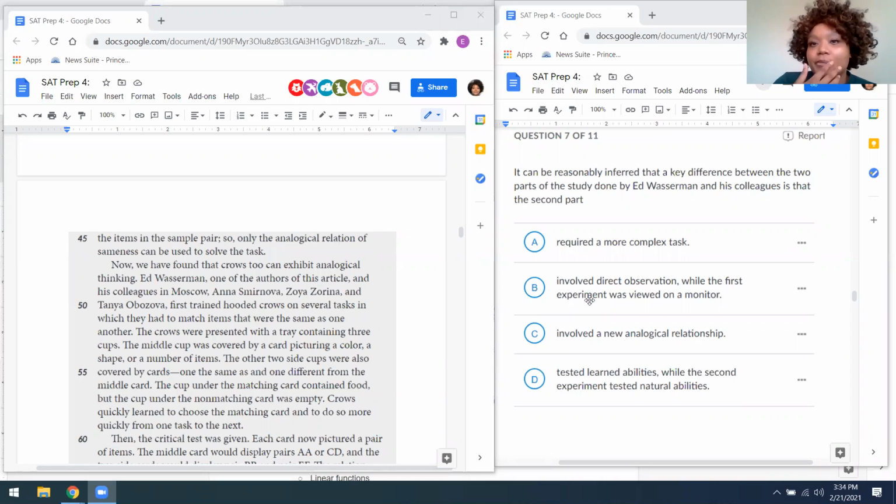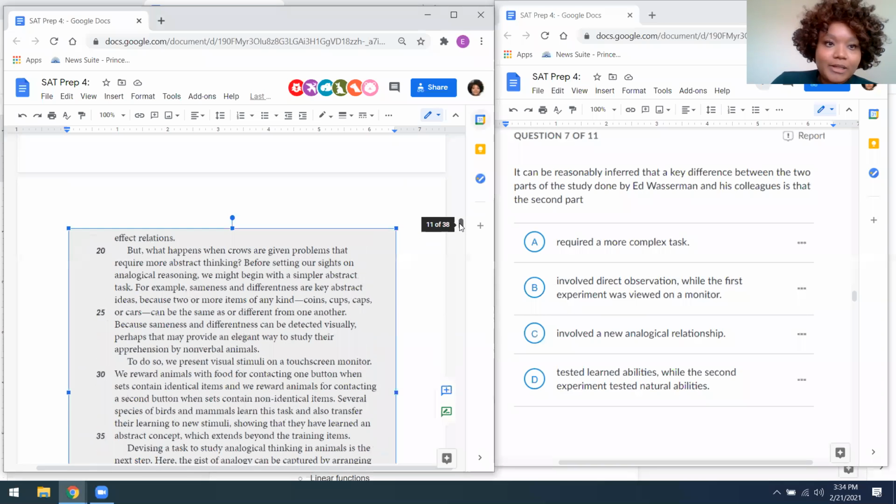Okay, so with this question, CW, just looking at the question, not the answer choices and not the passage, what is this question asking you? Just in your own words. I guess the difference between the parts done by Ed Wasserman. Mm-hmm. The two parts of the study. So what does that tell you?